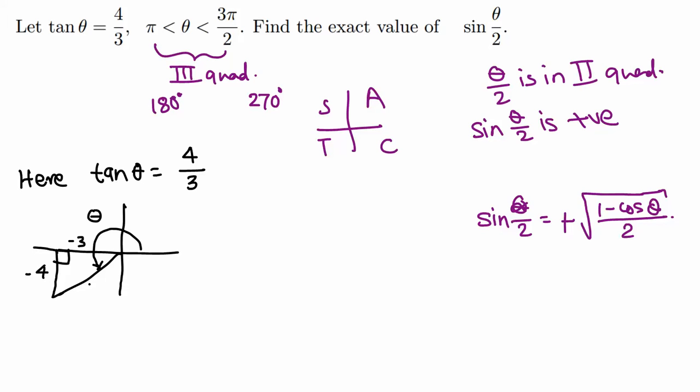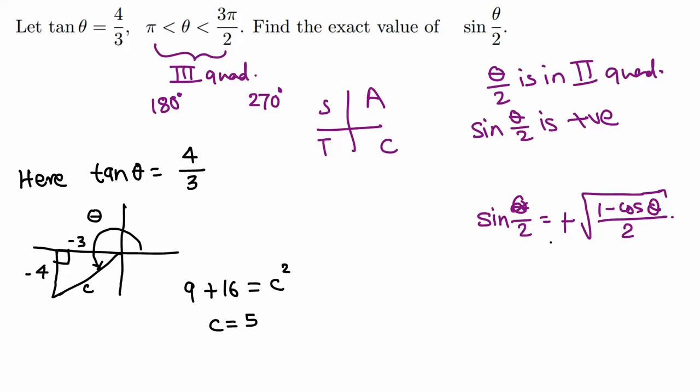Now we need to find the hypotenuse. a squared plus b squared equals c squared. So negative 3 squared, that's positive 9, plus negative 4 squared, positive 16, equals c squared, that's unknown. 25 equals c squared, and taking the square root of both sides, c equals 5. This is always r or c, and it will always be positive.